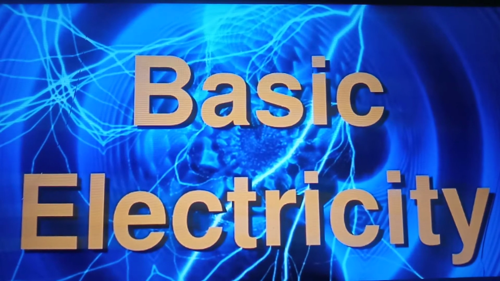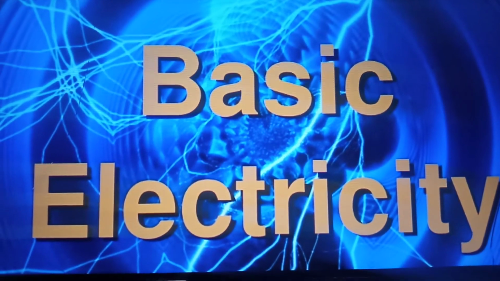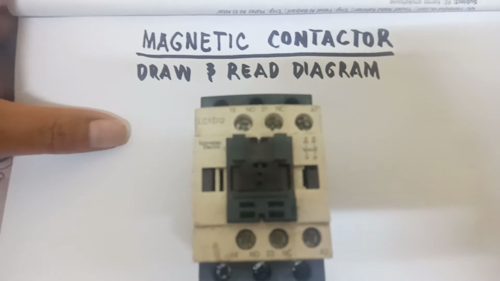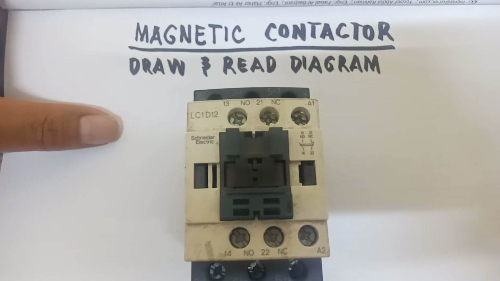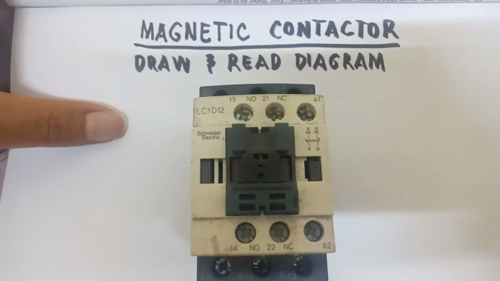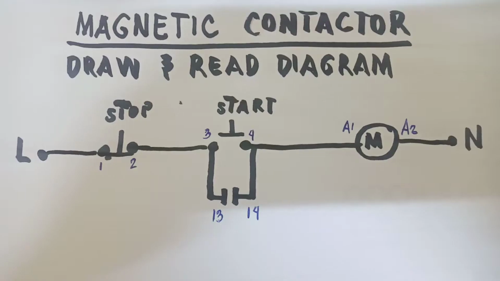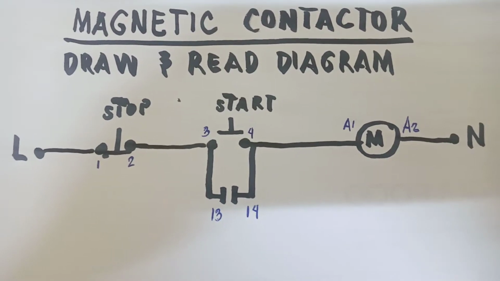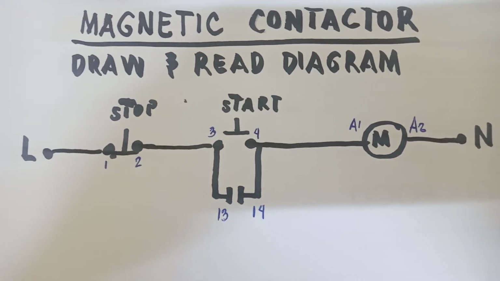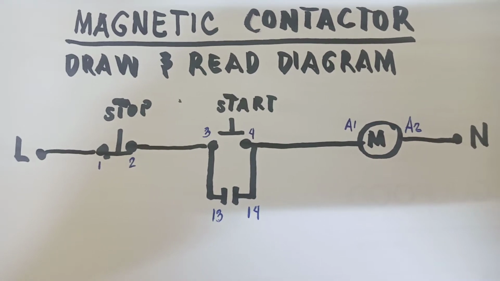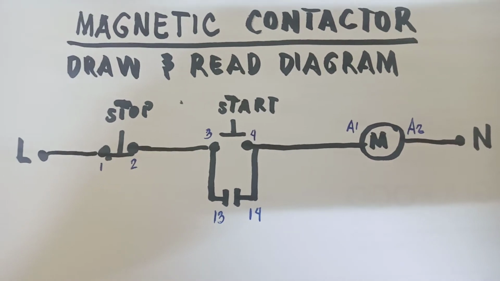Since our previous lesson, I showed you the function and symbols of the magnetic contactor. Now I will explain how to draw and read an electrical diagram of a simple start-stop using a magnetic contactor and the location of its terminals. This is our simple ladder diagram of start-stop with terminal locations, using the auxiliary contact and coil contact, what we call the control circuit.